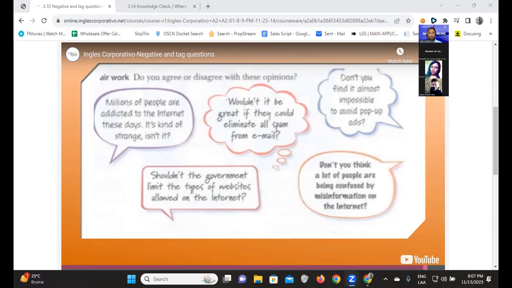Let's look at the next one. Wouldn't it be great if they could eliminate all spam from email? What is your opinion? Who wants to give me your opinion? One volunteer. I want to listen from the people that have not participated.